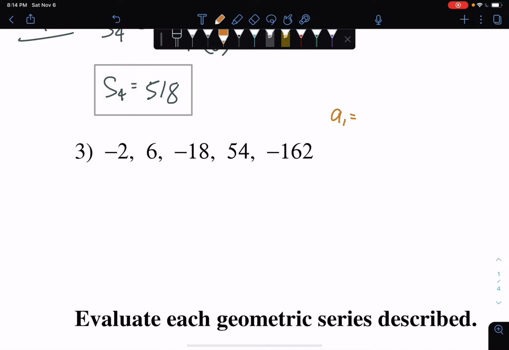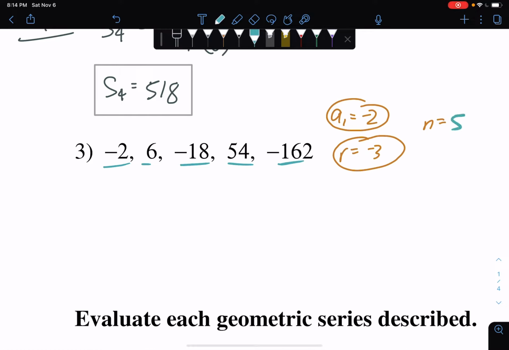A sub 1 is equal to negative 2. R is equal to negative 3. Let's proceed. Our n is equivalent to 1, 2, 3, 4, 5. N is equal to 5. Therefore, what we're trying to find is S sub 5.